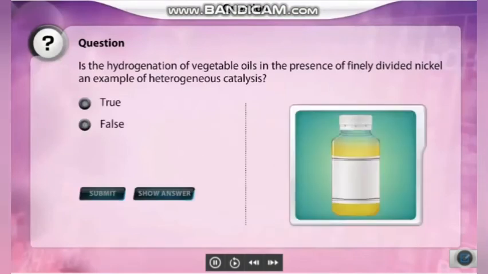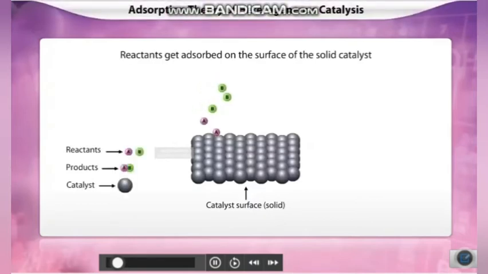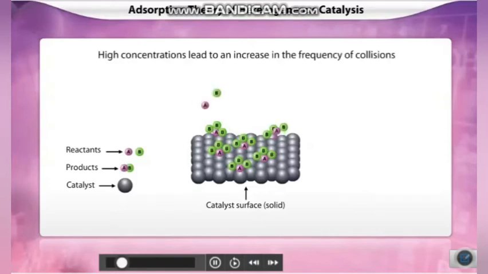Is the hydrogenation of vegetable oils in the presence of finely divided nickel an example of heterogeneous catalysis? Let us understand the mechanism of heterogeneous catalysis. What is the mechanism by which a catalyst alters the rate of a heterogeneous reaction? According to the adsorption theory of heterogeneous catalysis, the reactants get adsorbed on the surface of the solid catalyst. Due to high concentration, the frequency of collisions between the reactants increases, and the reaction proceeds at a faster rate.